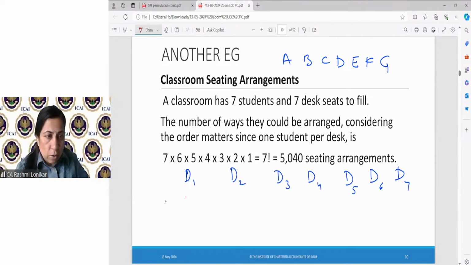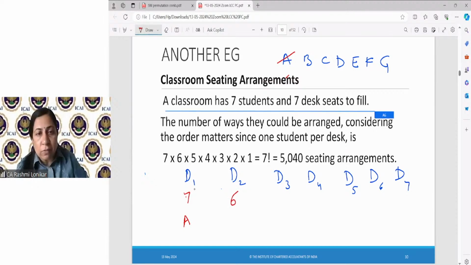So somebody can occupy. How many students are there? There are 7 students. So suppose A has occupied this seat. So I will cancel A. How many students are left? 1, 2, 3, 4, 5, 6. 6 people are left. 6 desks are left. So for D2, there are 6 students, any of the 6 can take it.